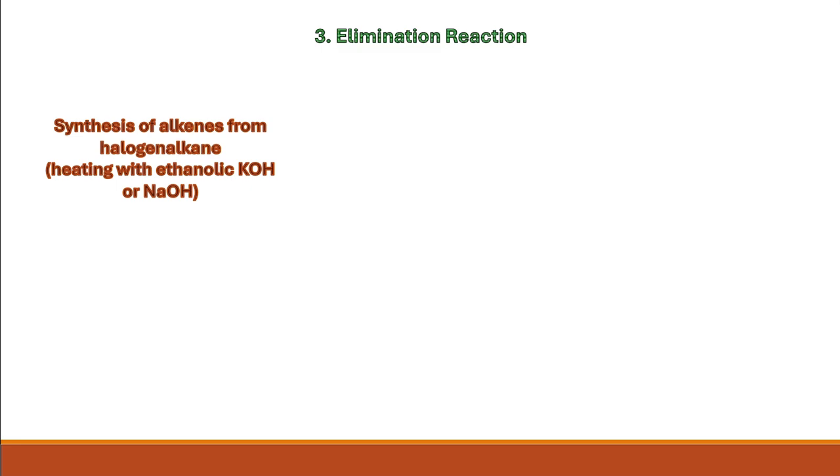So the first reaction is the synthesis of alkenes from halogenoalkanes. Remember that I said that when you use sodium hydroxide or potassium hydroxide, the hydroxide ion can act either as a nucleophile for halogenoalkanes to undergo a substitution reaction to give you alcohols, or it can act as a base and that will give you an alkene. The reaction condition to make the alkene is to heat with ethanolic potassium hydroxide or sodium hydroxide. If you heat with aqueous sodium hydroxide or potassium hydroxide, the hydroxide will act as a nucleophile, and you're going to end up with the substitution product, which is the alcohol.